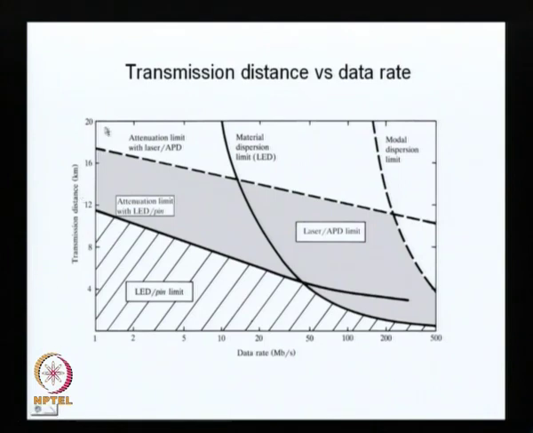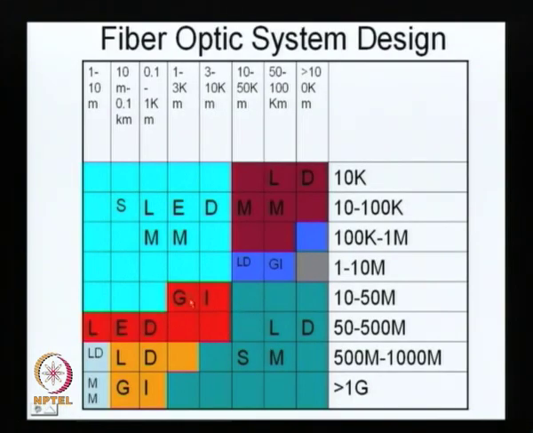So here essentially we are seeing now a plot of the data rate, and these are the transmission distances in terms of kilometers, and these are the different combinations which we have. So we can have material dispersion, LED, this could be the curve, or you can have a modal dispersion, which could be another curve and so on. So this plot essentially tells you that for different combinations of sources and detectors, you can have different transmission distances. The same thing essentially has been summarized into this slide here.